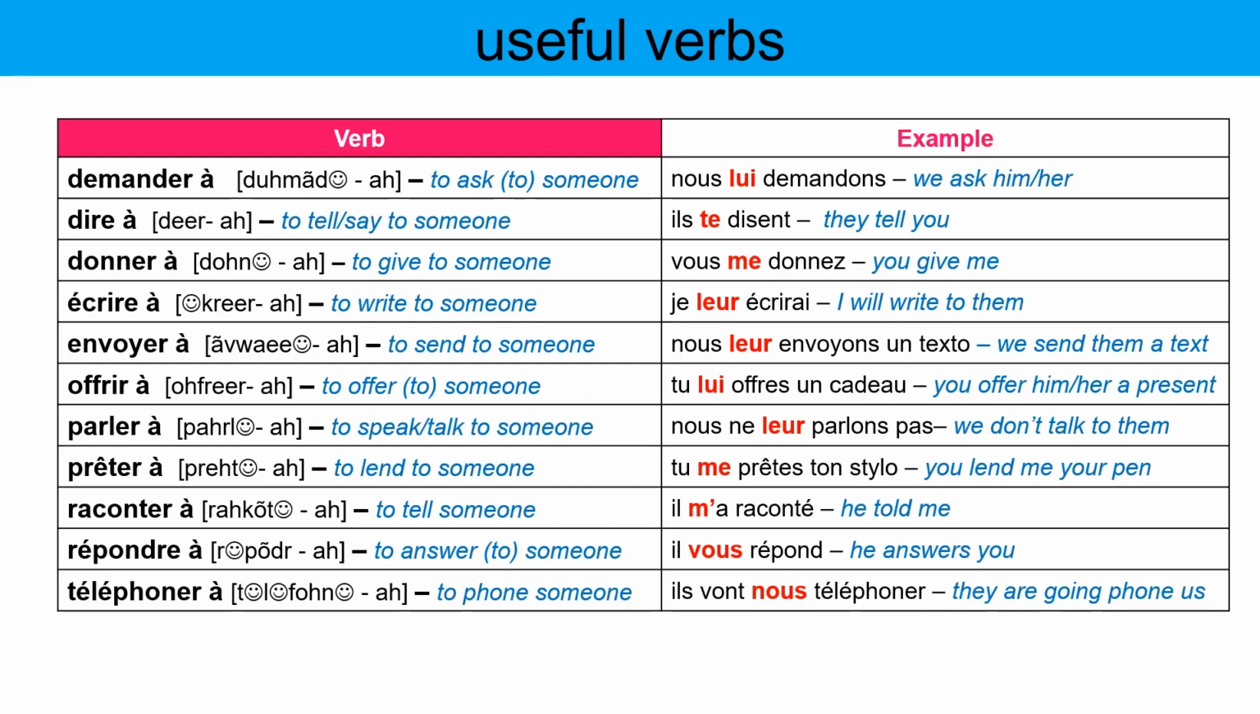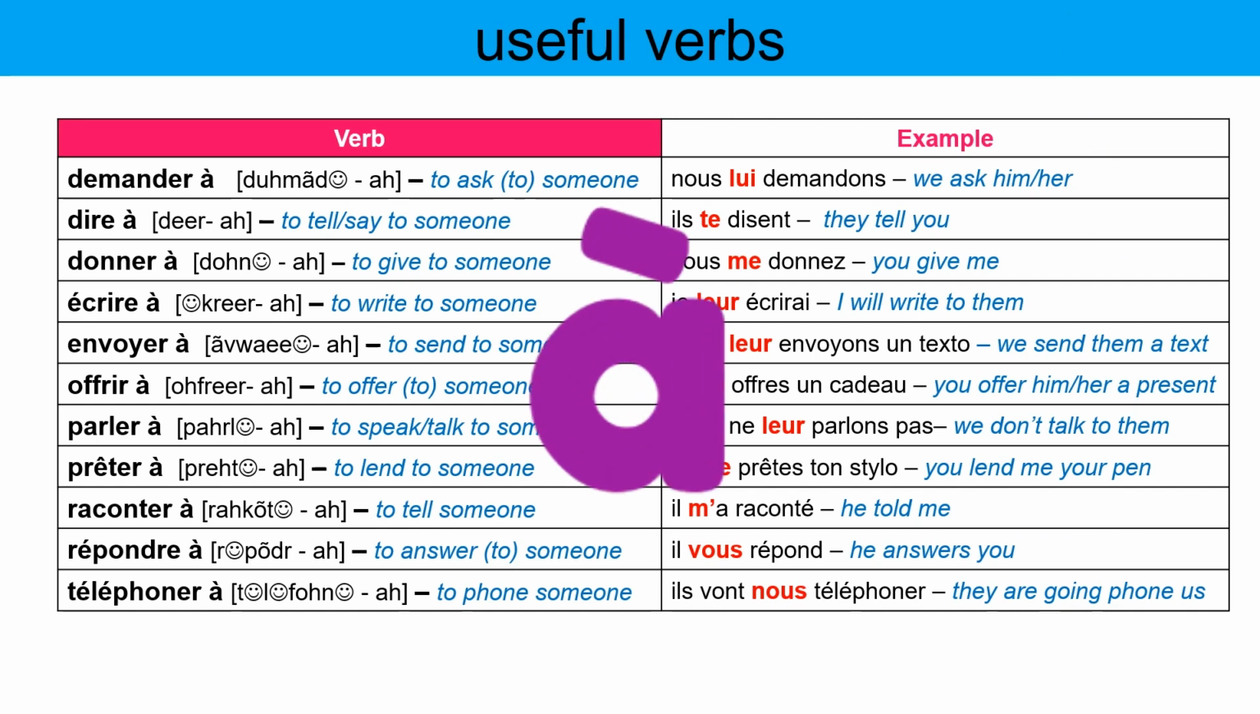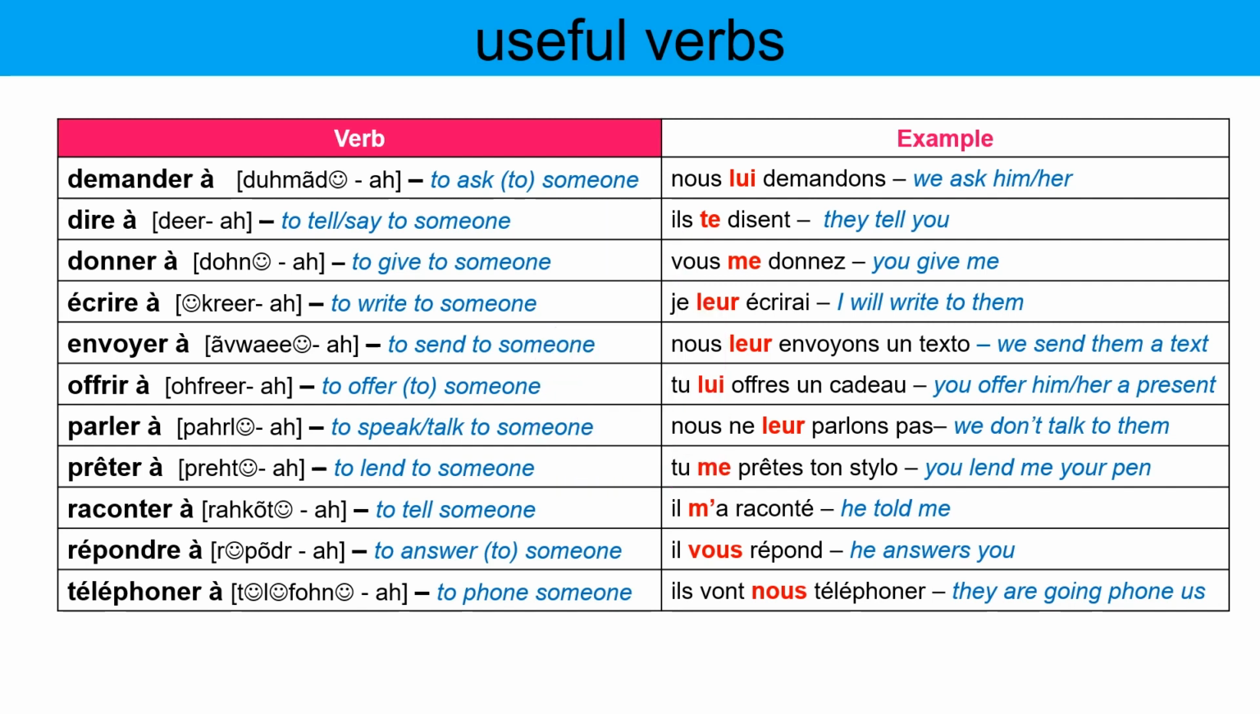Let's have a look at useful indirect transitive verbs. This is a short list. There are plenty more. Always remember the little preposition à. So let's have a look. Demander à. Nous lui demandons. Dire à. Ils te disent. Donner à. Vous me donnez.